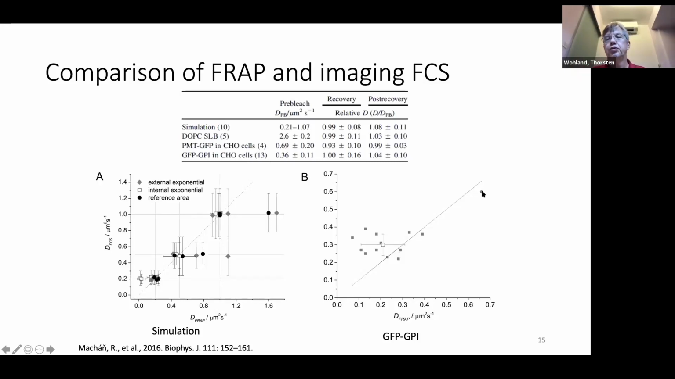Interestingly, we had one cell which was a complete outlier, but it was an outlier for both FCS and FRAP. So there was something different with the cell, we don't know what, but the good thing is it's an indicator, again, that FRAP and FCS are fully consistent. They don't give you different values. They should give you exactly the same value if they measure the same thing.